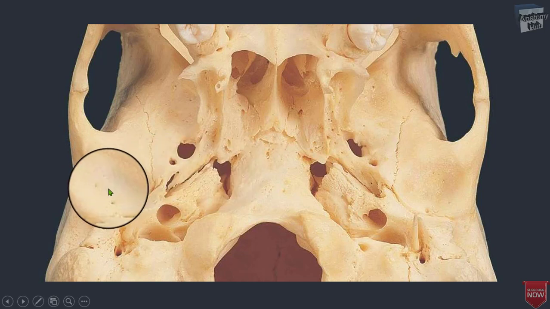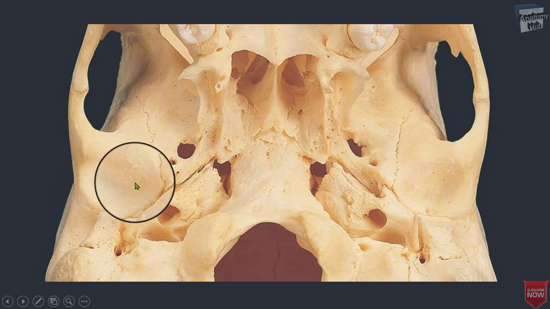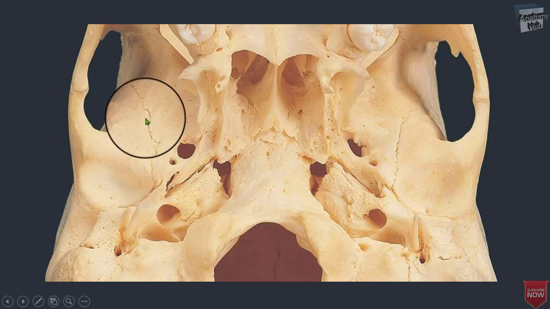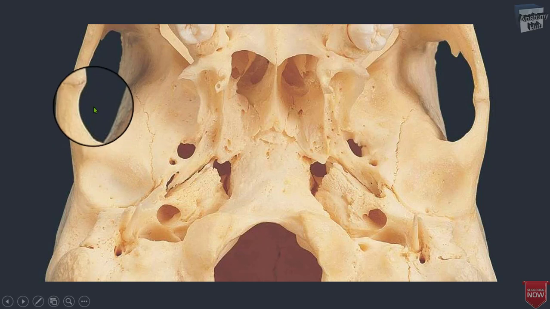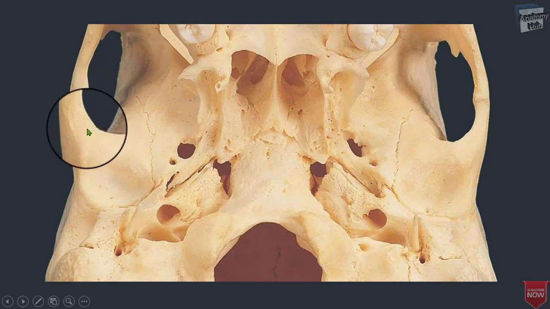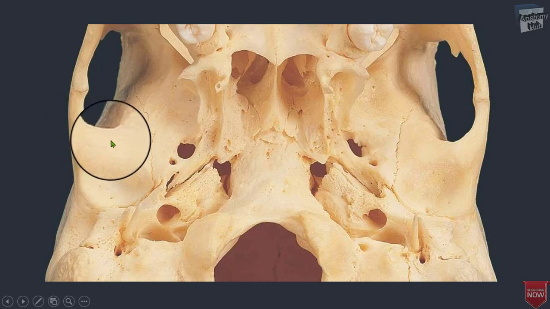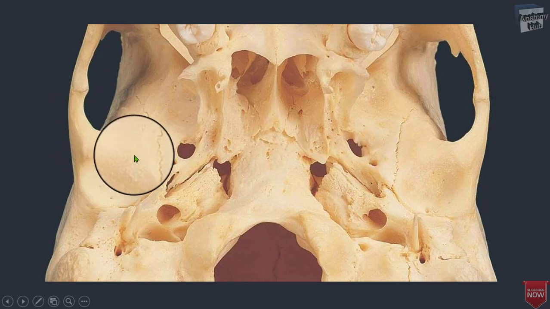Then here you will find the mandibular fossa, that is the temporal bone contribution to the temporomandibular joint over here, and that lies behind the posterior end of the zygomatic arch that you can see here, and in front of the external auditory meatus.